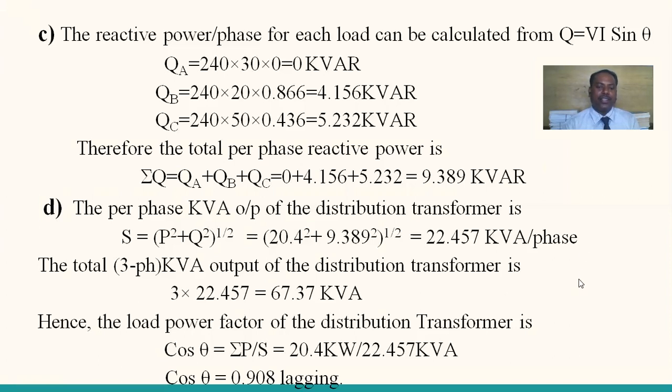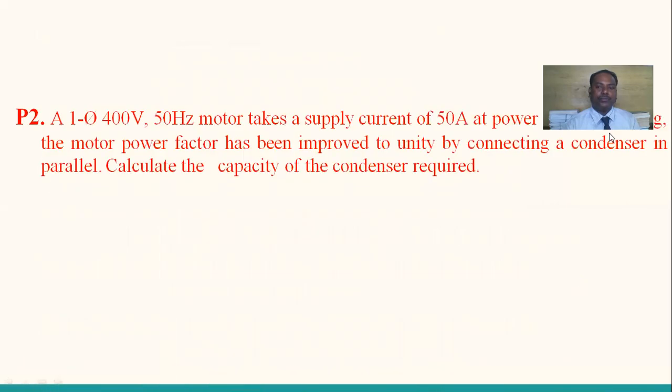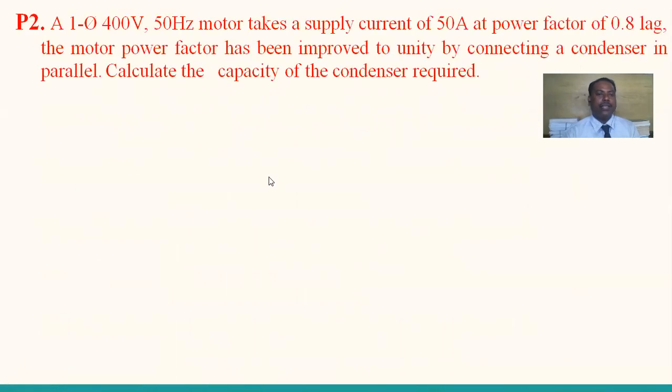So let us move to the next problem, which belongs to the capacitors. A single phase 400 volts 50 Hz motor takes a supply current of 50 amperes at a power factor of 0.8 lag. The motor power factor has been improved to unity by connecting a condenser in parallel. So calculate the capacity of the condenser required.